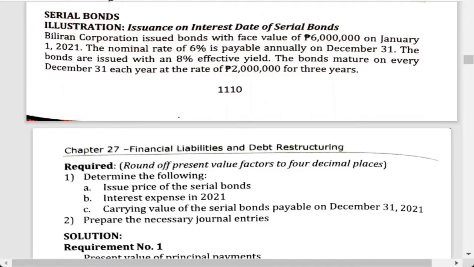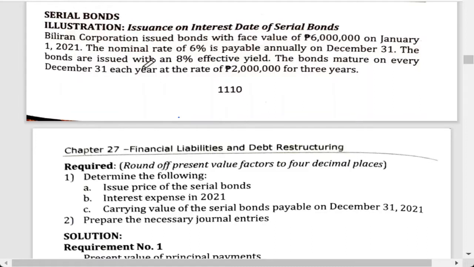While serial bonds, which is the highlight of this lesson, refers to bonds that have staggered or installment principal payments. So this means that the principal is to be paid in several intervals depending on the term of the bonds. For example, if the bonds are to be paid within 3 years and are paid annually, therefore there are 3 installment payments of the principal.